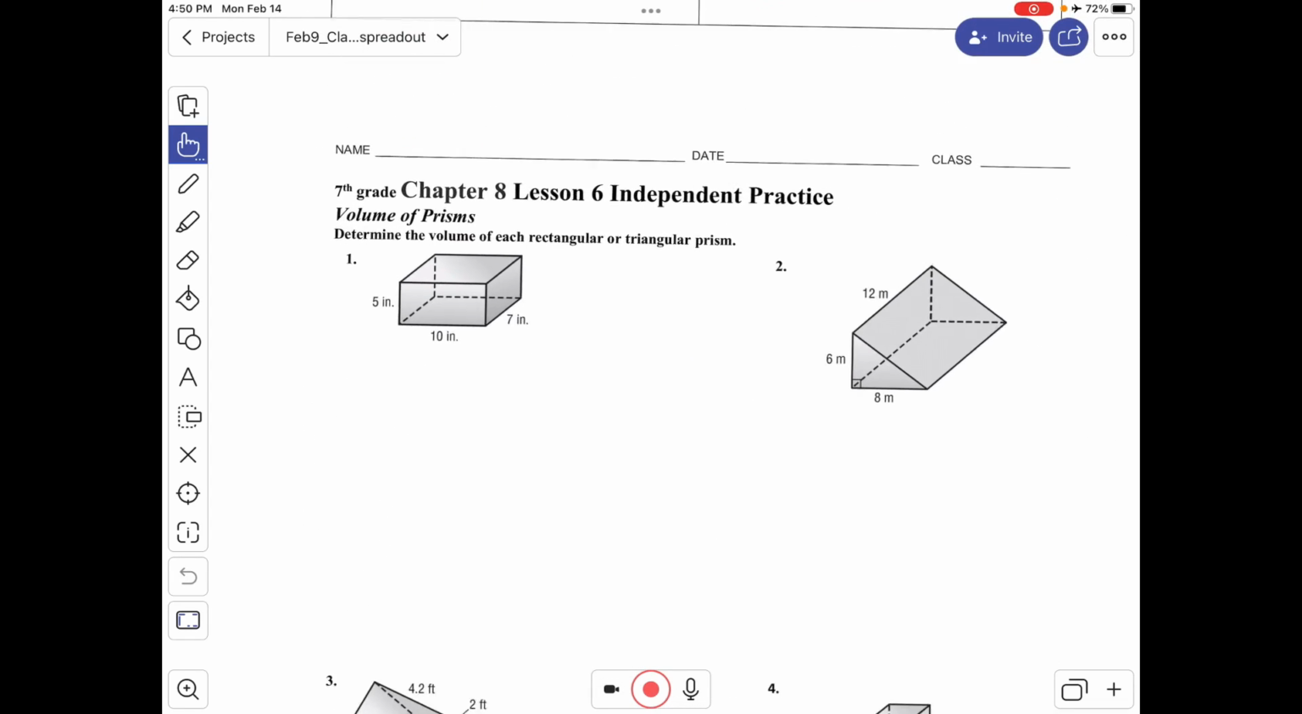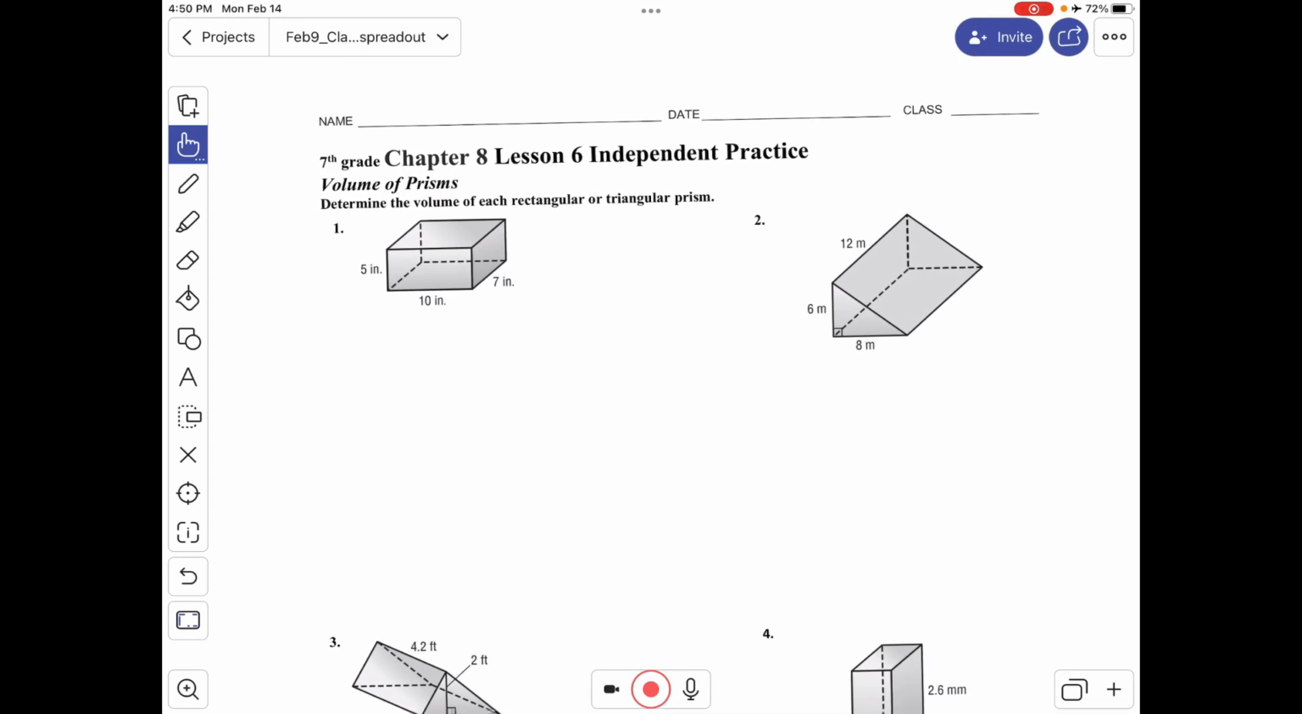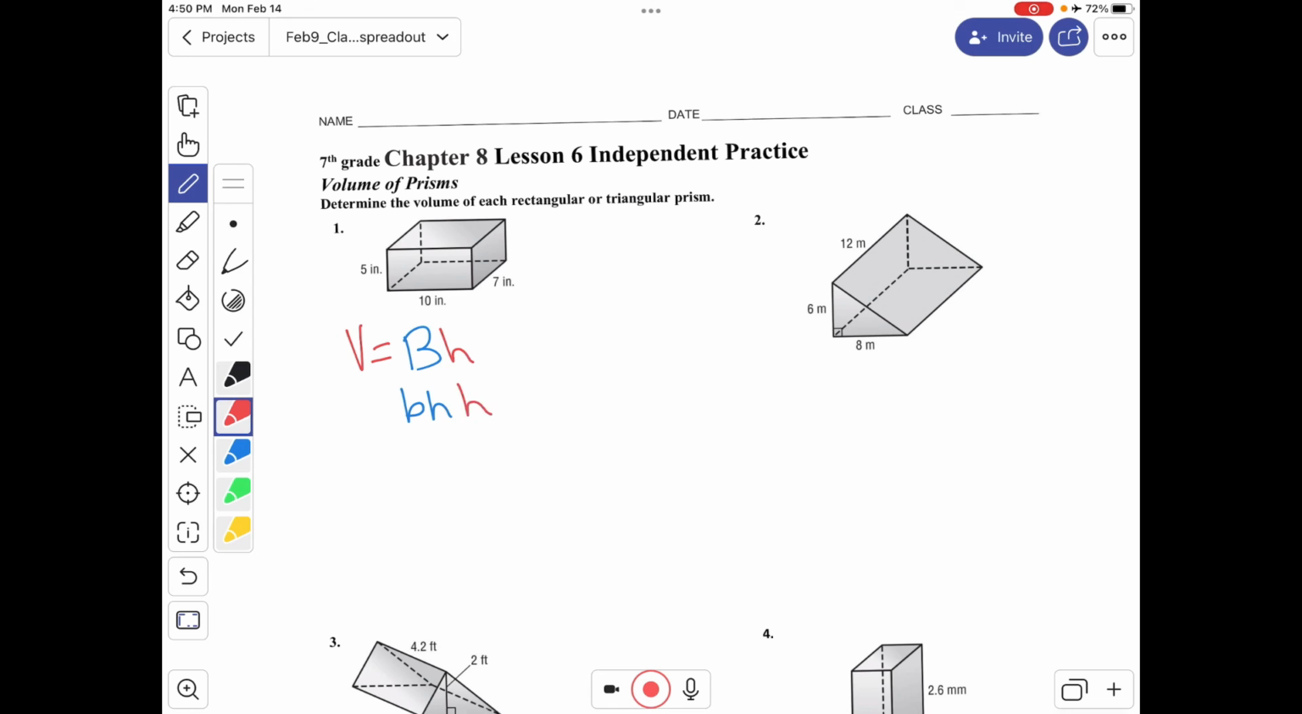Let's look at the independent practice. You're going to just calculate the volume. You don't have to write any equations today, although equations can help you work it. So remember, if it's a rectangle, you're probably just going to multiply the three numbers. And if it is a triangular prism, you're going to need to plug in the formula for the base.